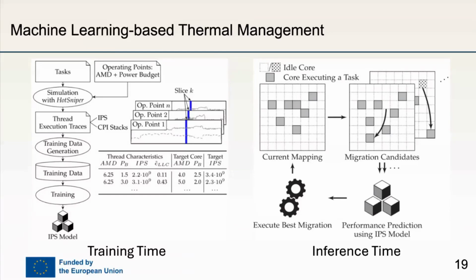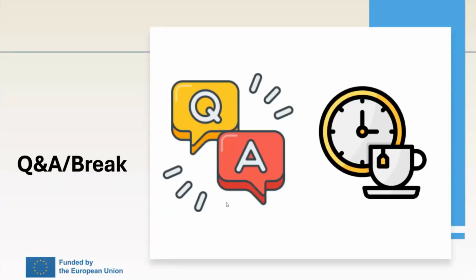Once this model is trained, it can predict the optimal core mapping and migration strategies during inference time, and it can generalize well, eliminating the need for extensive pre-analysis for each floor plan. Machine learning provides a powerful and scalable solution for thermal management and makes heat dissipation more efficient.